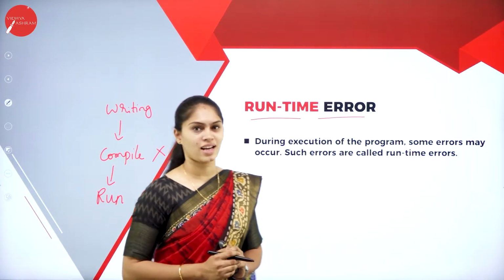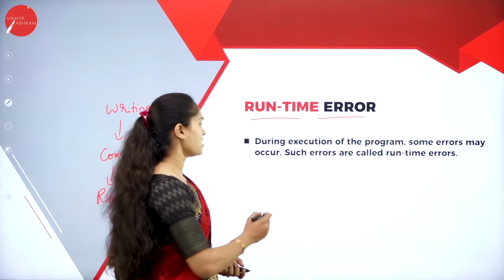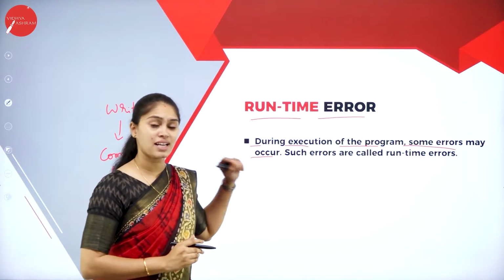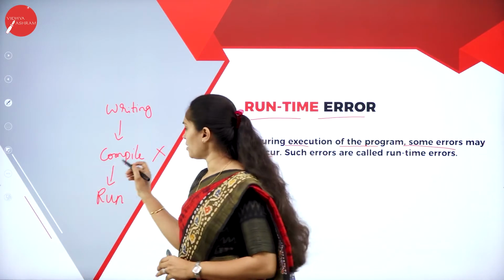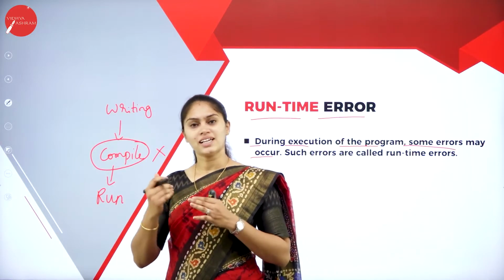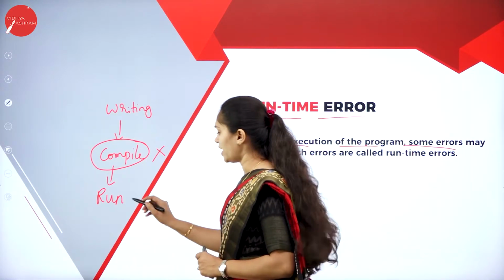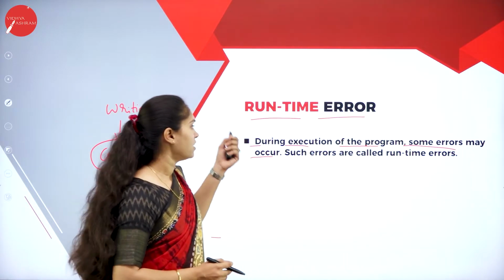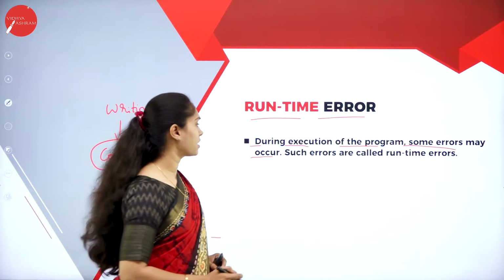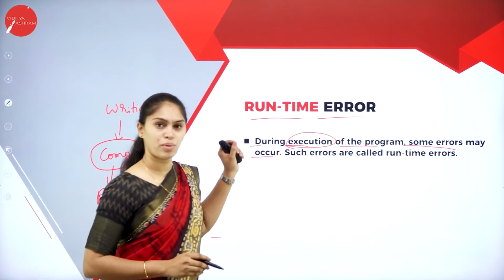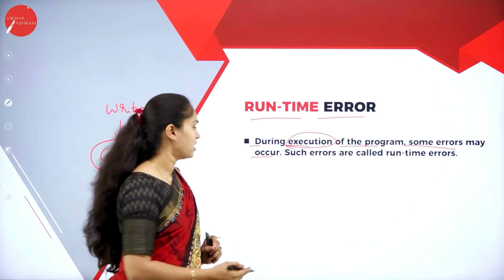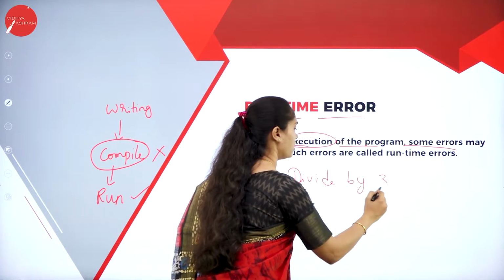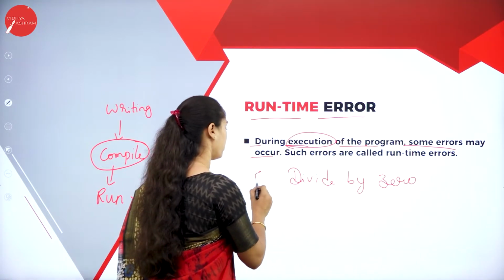Then what if I get any errors at runtime? That kind of errors are known as runtime errors. That is, during the execution of a program, some errors may occur. These kinds of errors will not be known at the time of compilation. They occur while executing the program. Then which is the example for this? Divide by 0.